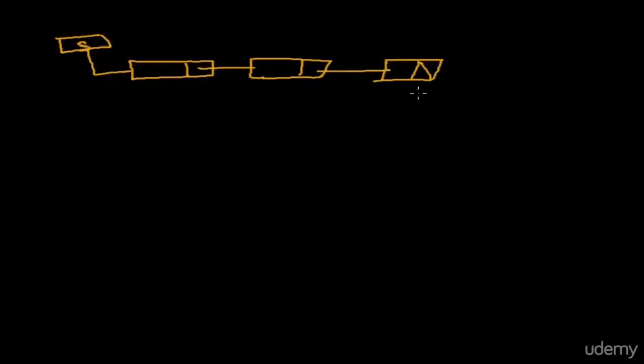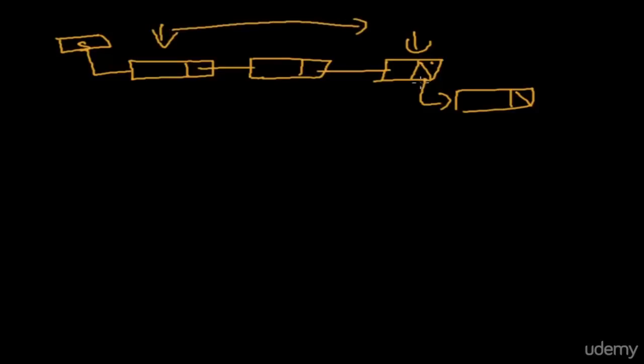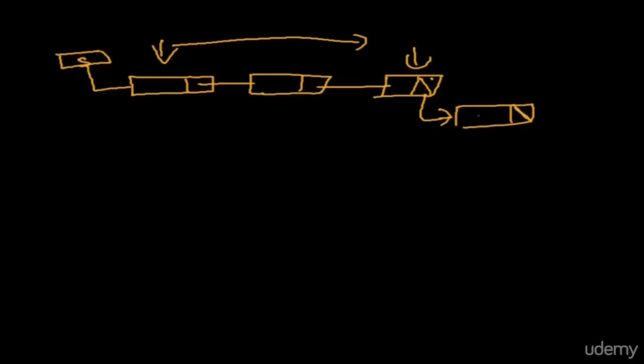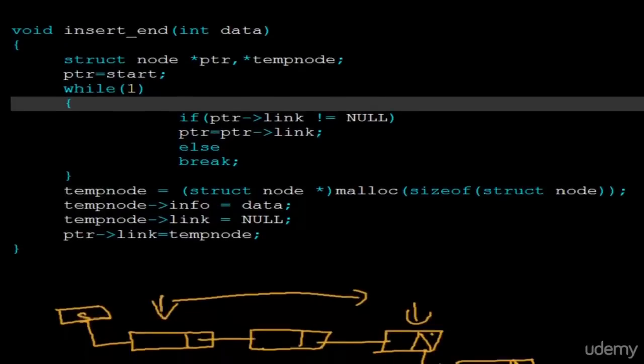For coding a function for inserting at the end of a linked list, firstly we have to reach the end of this linked list. For doing this, we will start traversing till the end of the linked list, then we will insert a new node at the end of this list, and we will simply overwrite this null by the address of this new node, and we will write null to this new node. This is the code for it.